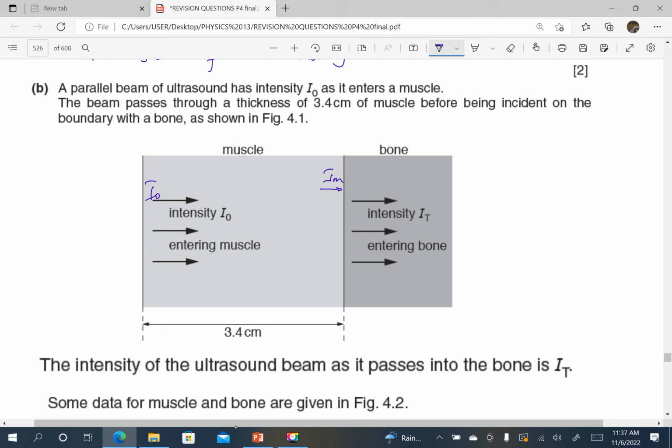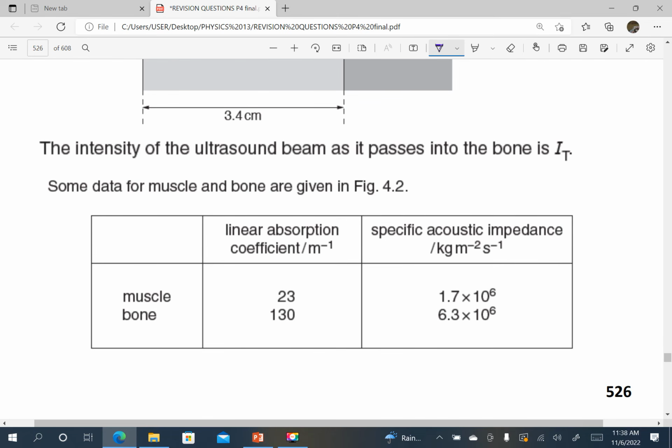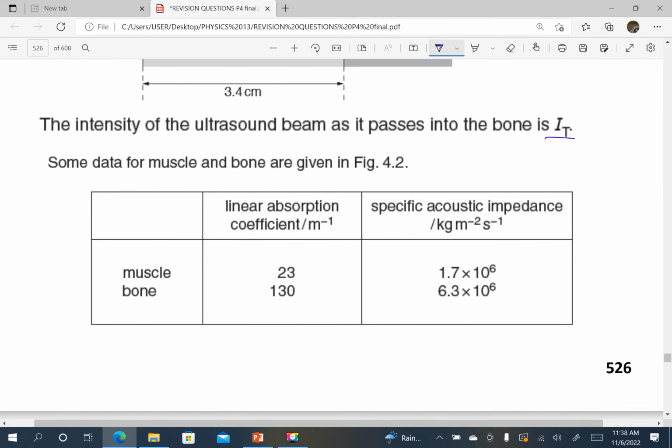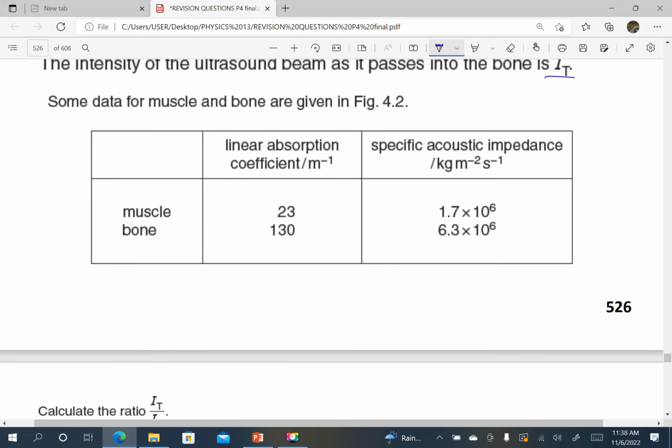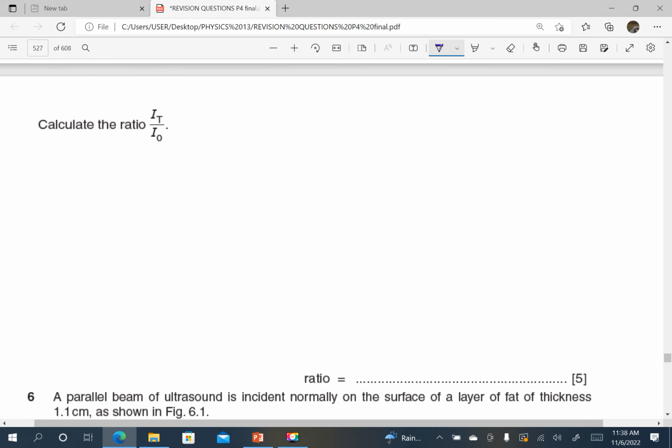I can think of what is reflected at the boundary as being, let me call it IR. The intensity of the ultrasound beam as it enters into the bone is IT. Some data for muscle and bone are given in the table here. So they have given us Z values and values of mu. Calculate the ratio IT over I naught.